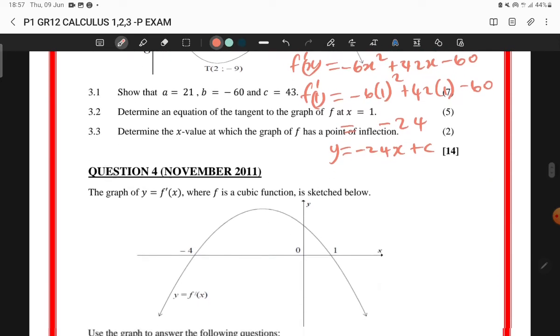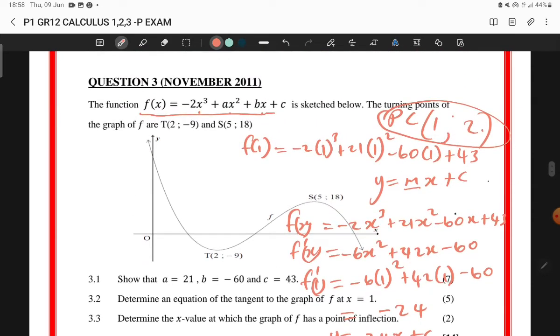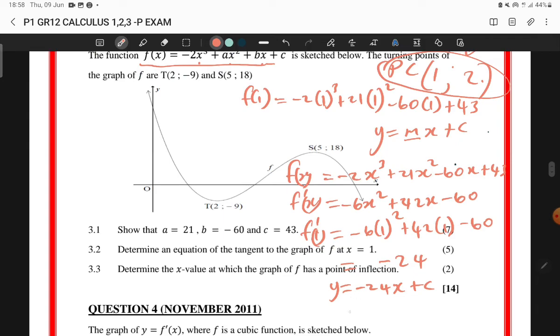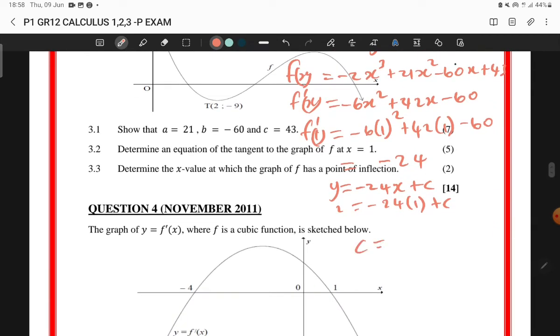How do you then get this c? Remember the point that you have found, which is the point of contact. You are going to use it now to find the value c. So in the place of y you put 2, then in the place of x you put just 1. Then plus c, therefore your c becomes 24 plus 2, which is just 26. So y is equal to negative 24x plus 26. So this is the equation of the tangent.